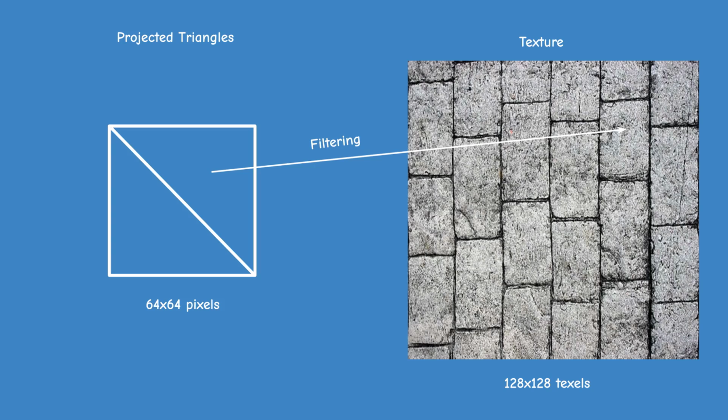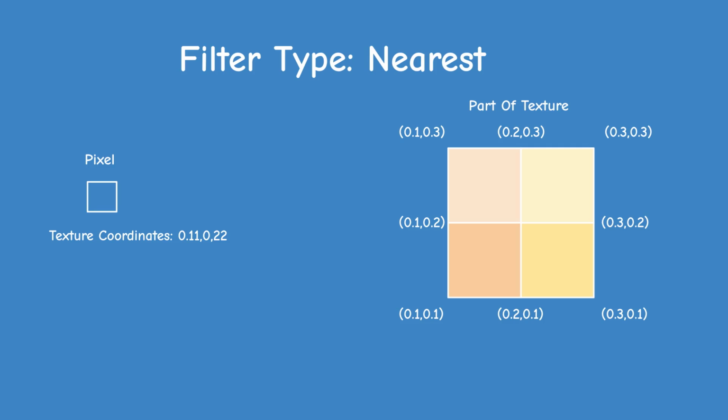We can set different filter types for the two cases of minification and magnification. The most common filter types are nearest and linear. When we use the nearest filter, the texel that is chosen is the one whose center is closest to the texture coordinates of the fragment. This method performs faster, but the visual results may not be that great in some cases.